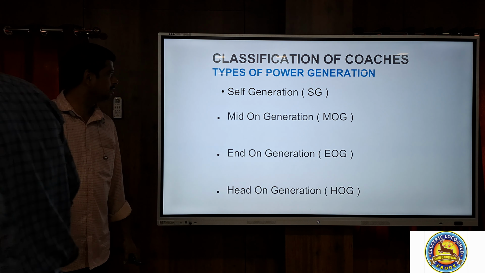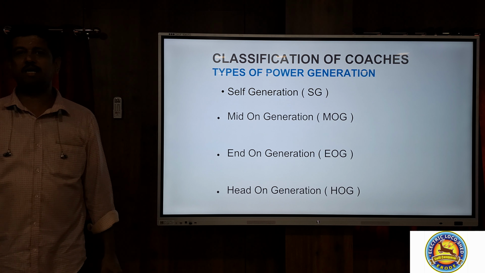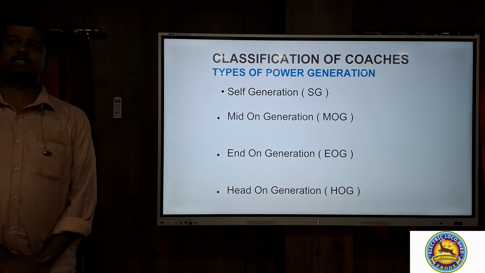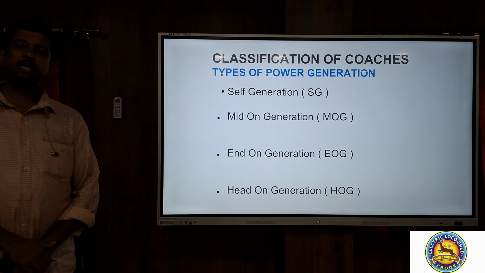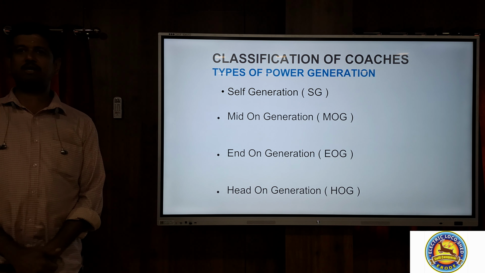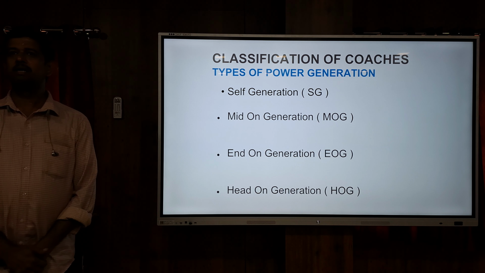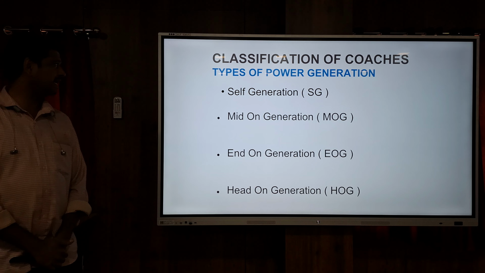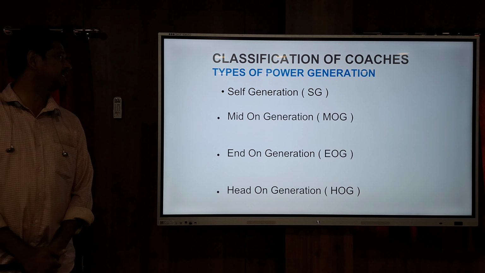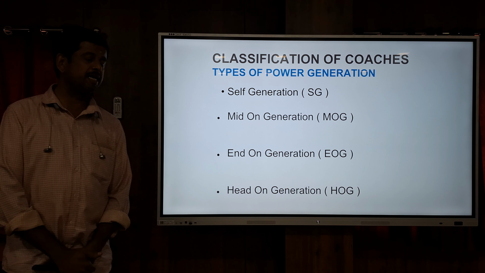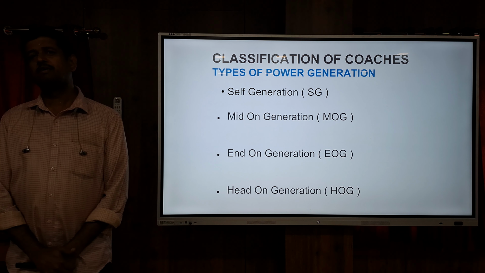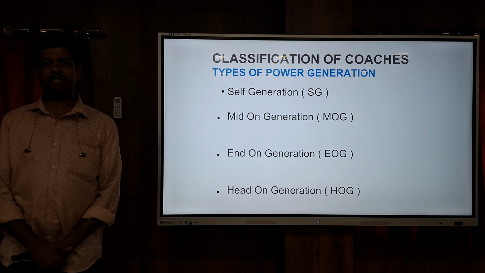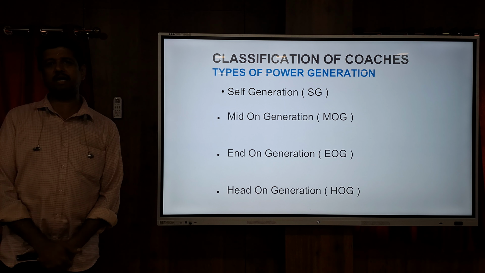Firstly, we will go to what this hotel load concept is and how it arises. Firstly, we will go to the coaches. Earlier, long back, different types of coaches were there, and for the coach lighting, different methods were adopted. They are self-generation, mid-on generation, end-on generation, and head-on generation. That is for the lighting, fan, air conditioning, and other things in the coaches, we need electric supply. For that, different methods were adopted.